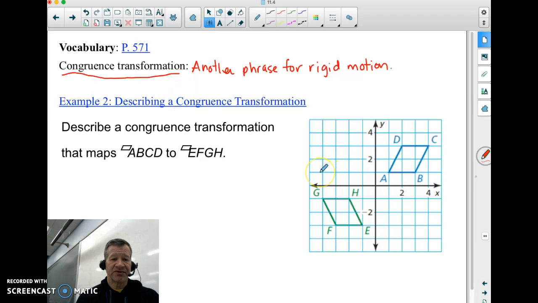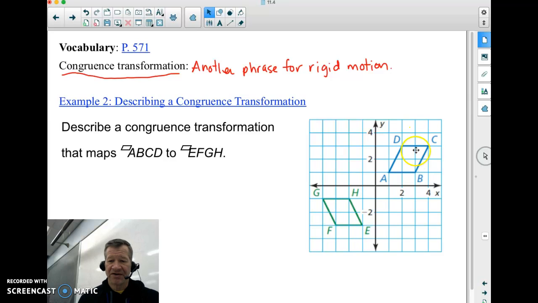So if we look at example 2 here: describe the congruence transformation that maps parallelogram ABCD to parallelogram EFGH. So we have ABCD here. What happened to it to get it to EFGH? Now, one thing you notice is that they look pretty similar at first, but how do I get this to map onto this?